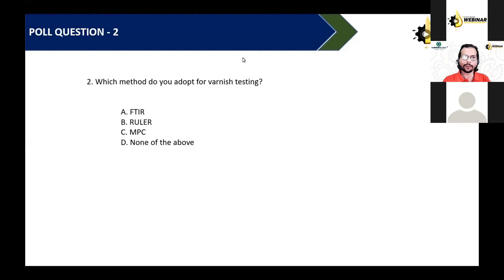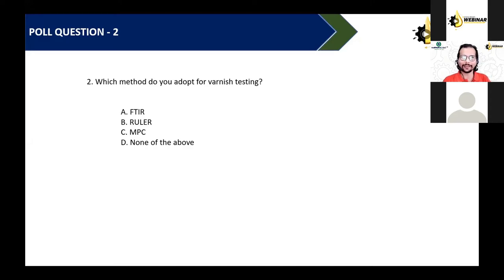And there are certain tests mentioned here, like FTIR, ruler, MPC. So which test you adopt for varnish testing, we wanted to know. And once varnish enters into the oil, it is really a big challenge to remove the varnish. Yeah, methods are available, and certainly varnish can be removed.